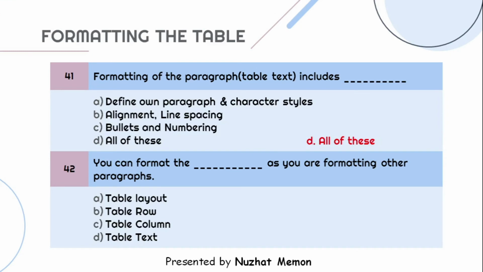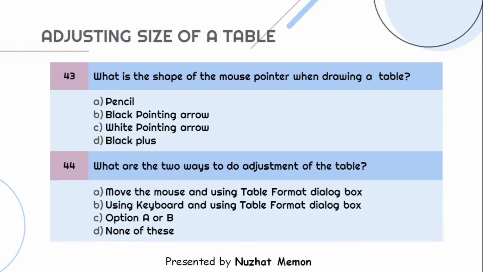42. You can format the dash as you are formatting other paragraphs. So you can format the table text as you format other paragraphs, right? 43. Now here we will see adjusting the size of a table. What is the shape of the mouse pointer when drawing a table? So when you are drawing a table, it is of pencil shape. 44. What are the 2 ways to do adjustment of the table? So that is either you can move the mouse or you can use the table format dialog box.